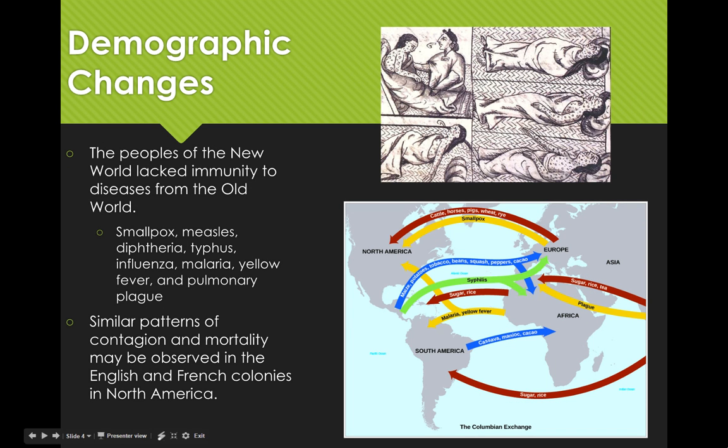Some demographic changes. The people of the New World lacked immunity to disease. It wasn't just new food crops and animals coming over, disease came over too. Smallpox, measles, diphtheria, typhus, influenza, malaria, yellow fever, and possibly even pulmonary plague caused catastrophic declines in the population of native people in the Spanish and Portuguese colonies.